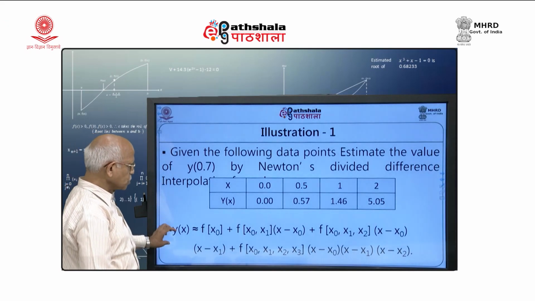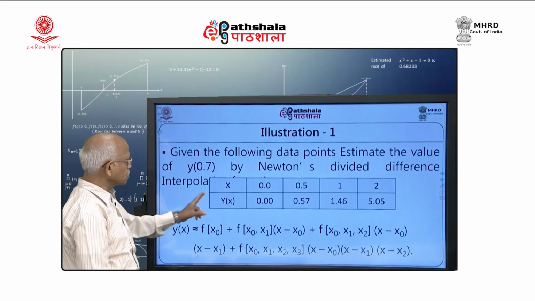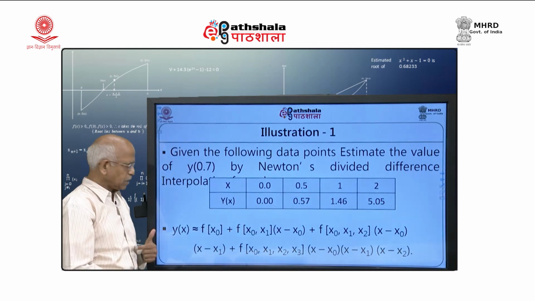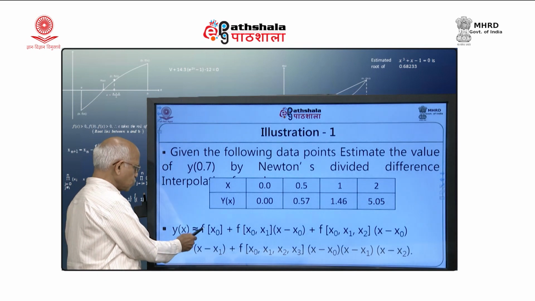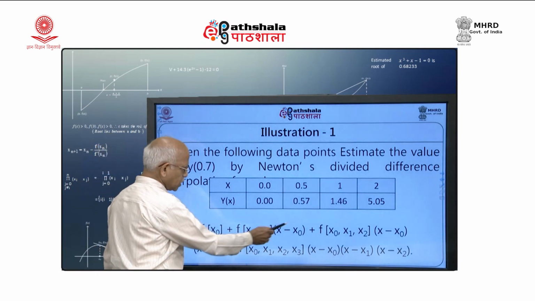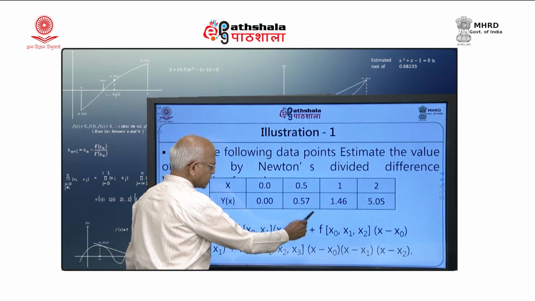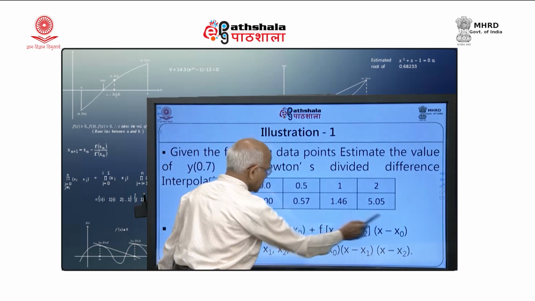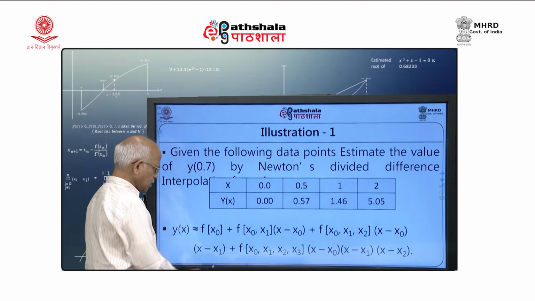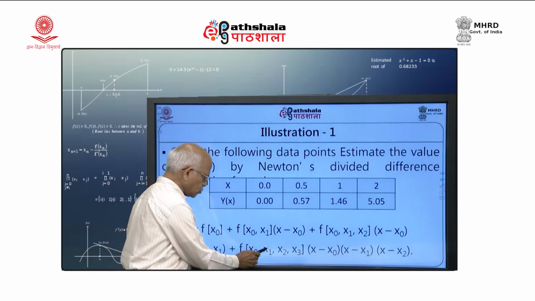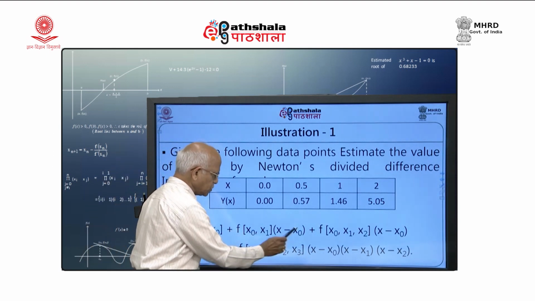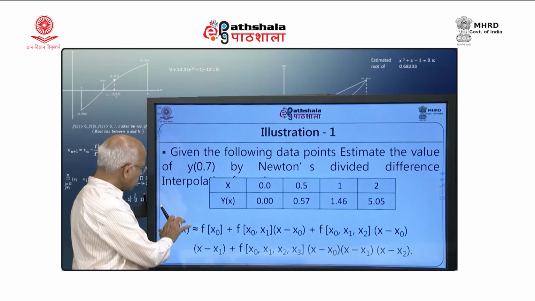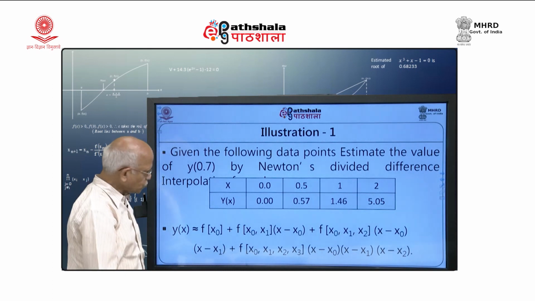Now, this is your Newton's divided difference interpolating polynomial. Because there are 4 nodes, the degree of the polynomial will be 3, and it will have these terms: f[x0] plus f[x0, x1] into (x minus x0), plus f[x0, x1, x2], that is the second difference, into (x minus x0)(x minus x1), then plus f[x0, x1, x2, x3], the third divided difference, into (x minus x0)(x minus x1)(x minus x2). So, these are the terms which we can evaluate.